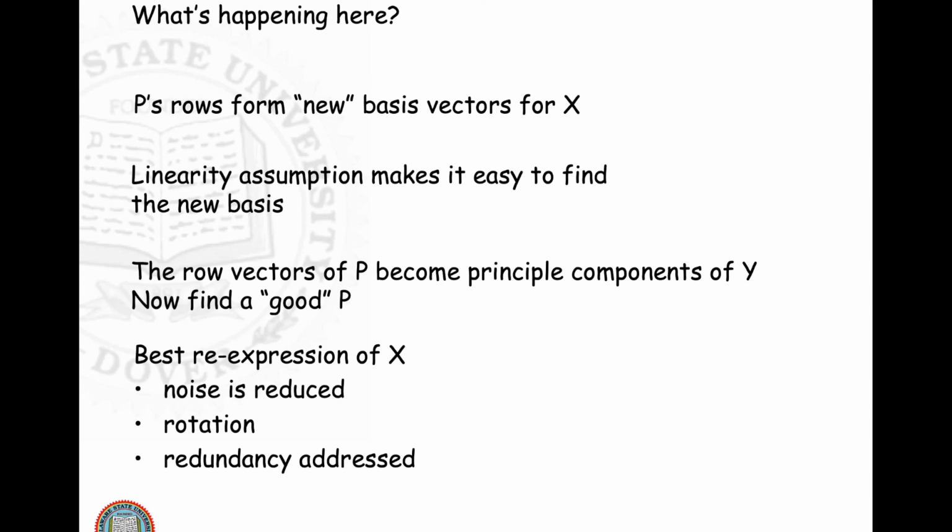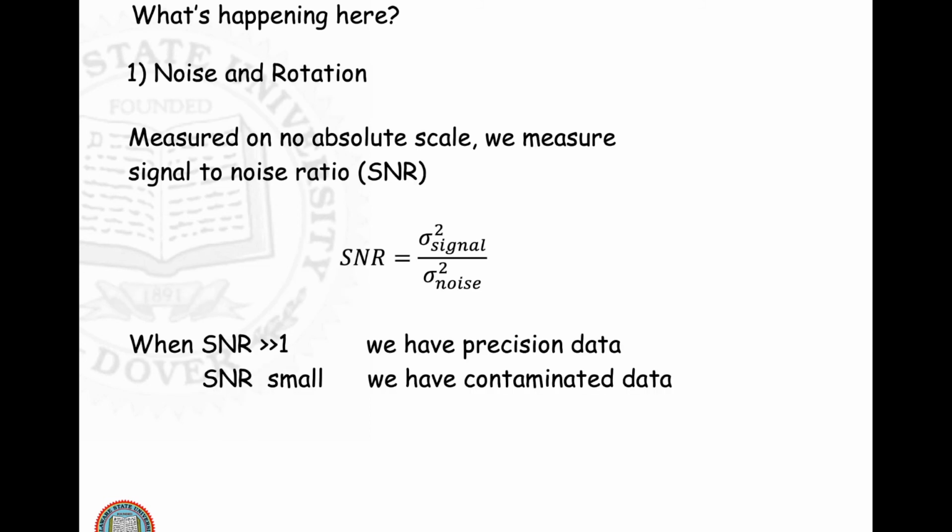And so when we talk about good expression, remember that we want these three things. We want to reduce noise, we want to introduce a rotation, because with the rotation, we can align the axes, or the principal components of P, with the true dynamics of the system. And we also want to eliminate redundancy, because two axes or two features in our original representation might be saying the same thing. We don't need multiple copies of features saying the same thing. And so let's look at noise and rotation.